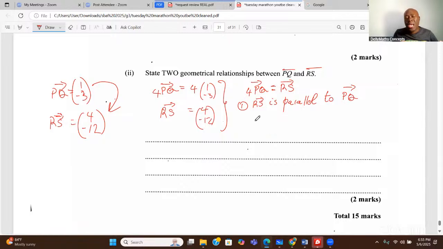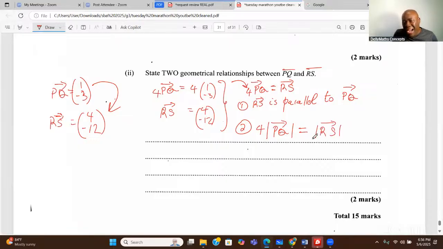That's one relationship, and it's always that, honestly. The second relationship you could tell is, we're talking about relationships, can you relate them? You could tell that one is a scalar multiple of the other, as well as speak of their size. So the second one you could have written is to focus on their magnitude, because this tells how big one is to the other. In other words, 4 times the magnitude of PQ is going to give you the magnitude of RS.